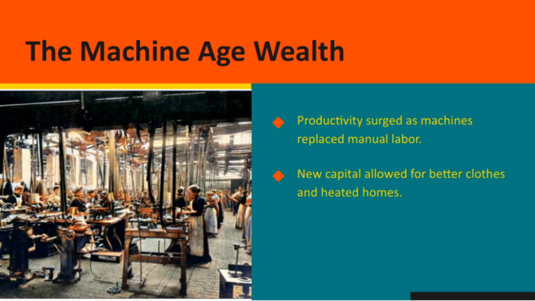At the same time, productivity took a huge leap forward. Machines started replacing manual labor, allowing for faster production and more efficient work. This shift led to what we call the machine age wealth, where the economy expanded rapidly because of technological advancements. These changes are central to understanding how technological progress transformed society, making life better for many, and creating new opportunities for wealth and innovation.